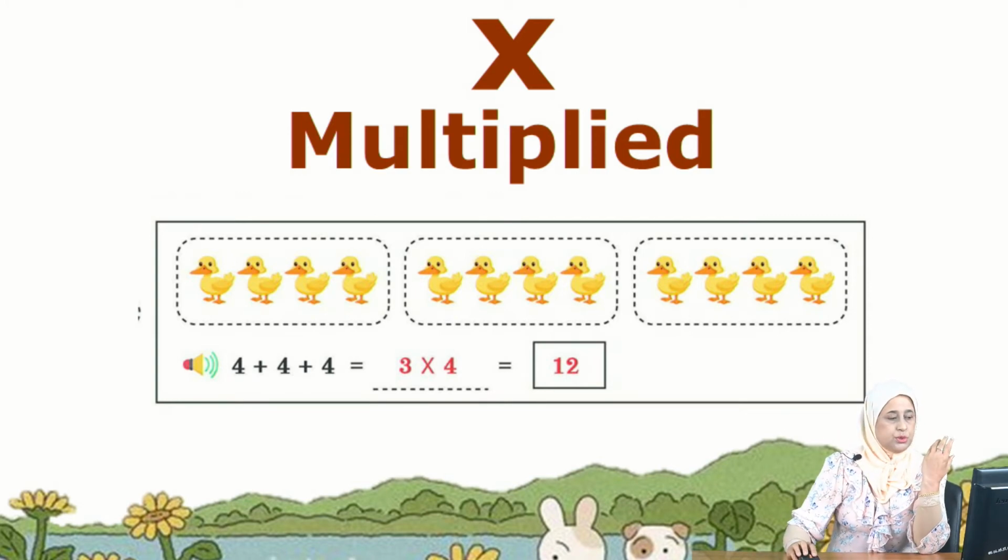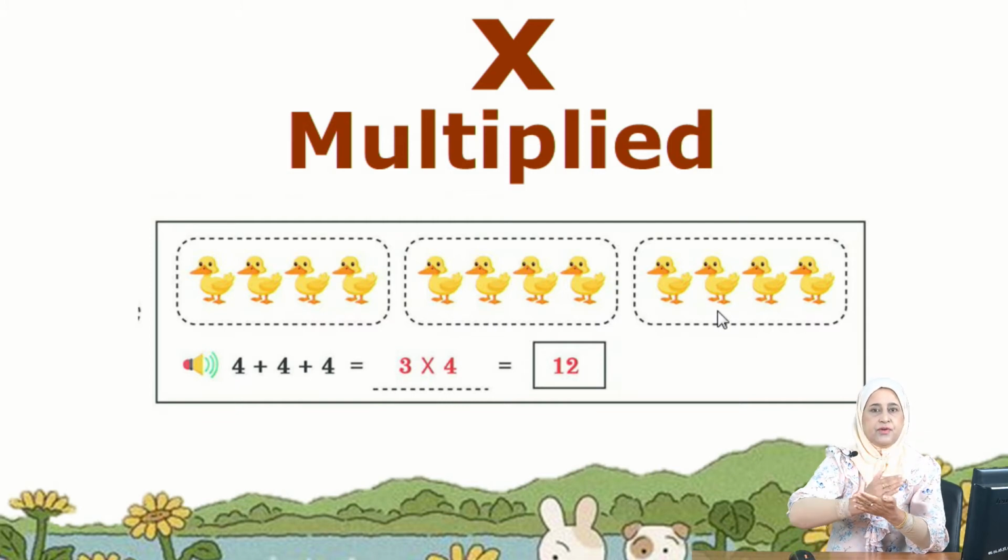Students, you know ducklings. This is the duckling, the baby duck, we say duckling. This is a picture of the ducklings. You can see 1, 2, 3, 4. In the one picture, 4 ducklings. And the second one, 1, 2, 3, 4. The second picture is the second 4 ducklings. The third one, 1, 2, 3, 4. This is also 4 ducklings. So 4 ducklings, 4 ducklings, and 4 ducklings.